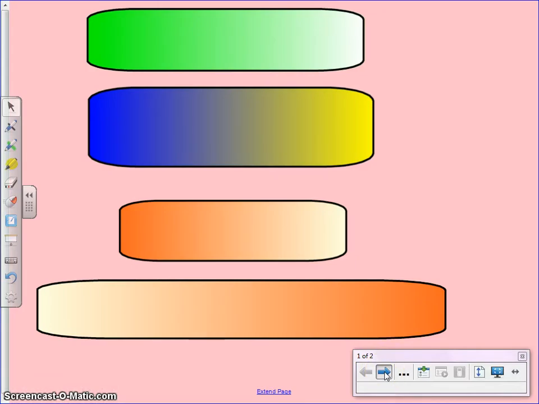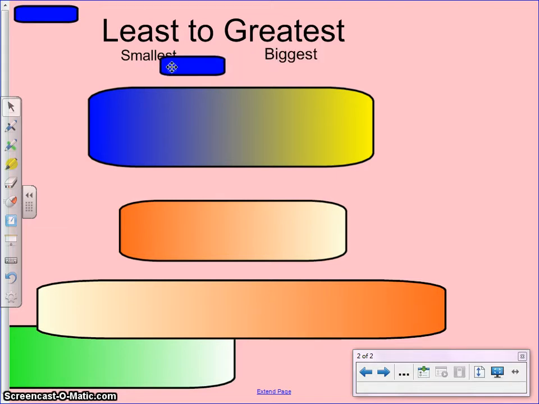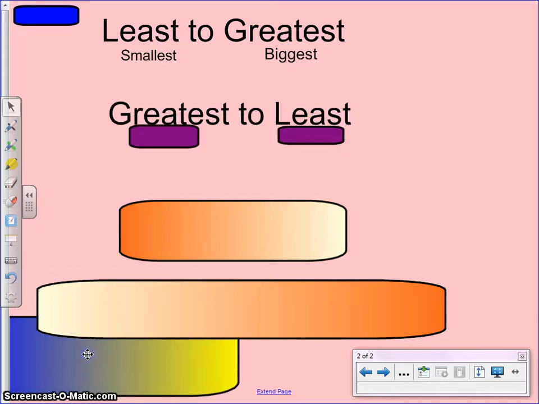And ordering numbers really is comparing numbers, but it's comparing more than two numbers. It's three or more. And when you're ordering them, you're putting them in order. And you can put them in order in a couple different ways. You can put them in order from the least to the greatest, which means you're putting them in order from the smallest to the biggest. Okay, so from least to greatest. Or you may be even putting them in order from greatest to least, or from the biggest number to the smallest number.